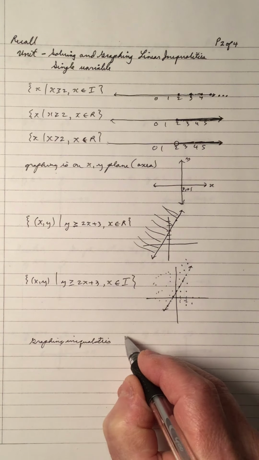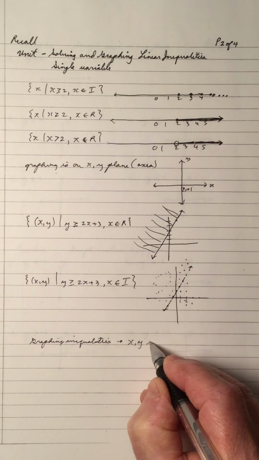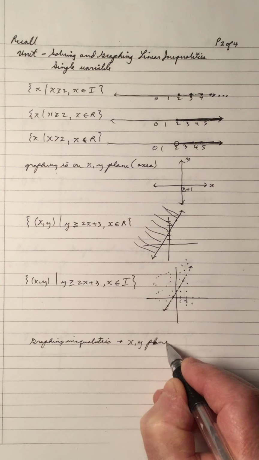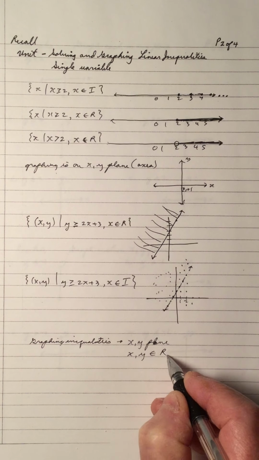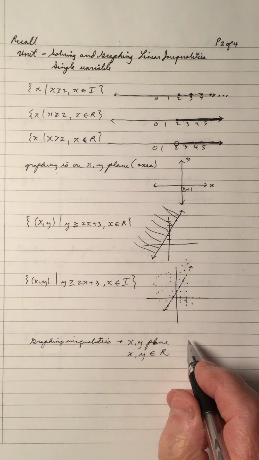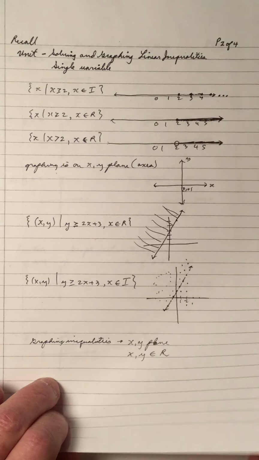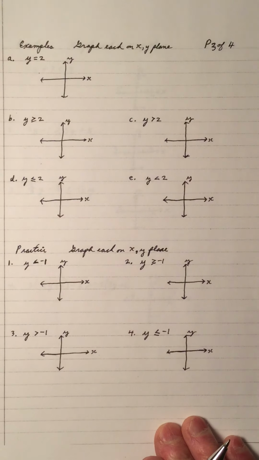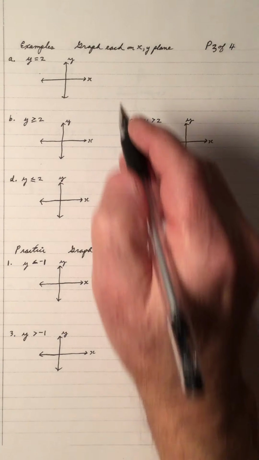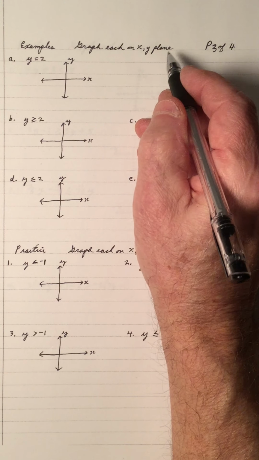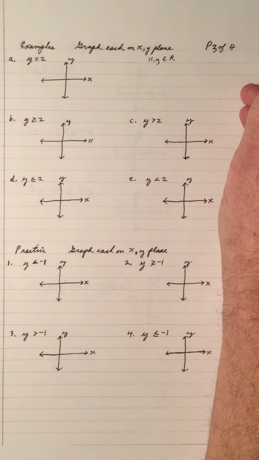When we graph inequalities, it's understood to be on the XY plane, and it's understood that X and Y belong to the real numbers. R is for real. So that's just opening up in relation to the horizontal boundary line. So let's do the horizontal boundary line. Graph on the XY plane. That means, again, we're graphing where X and Y belong to the real numbers.